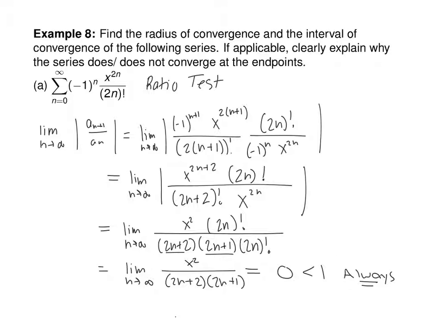So since x can be anything, this means your radius of convergence is infinite, and the interval of convergence is minus infinity to infinity. And when we did Maclaurin series, I told you that the radius of convergence for this series was infinite, because this is the series for cosine of x. This thing that we just did is the proof of why that is true.